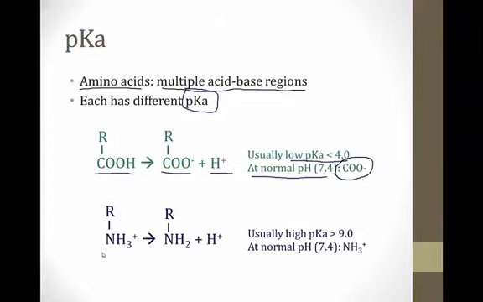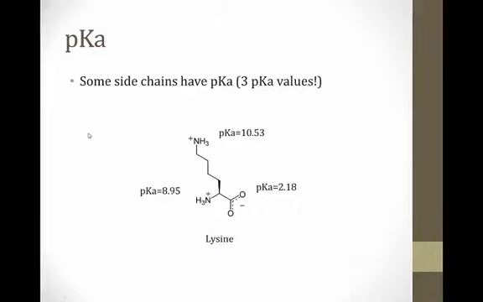The amine groups, on the other hand, have an R attached to an NH3+ group, which can dissociate into an NH2 group plus a hydrogen atom. These usually have a high pKa, greater than 9 or so, and so at normal plasma pH of 7.4, you will be more likely to find them in the NH3+ form. To make amino acids even more complicated, sometimes the side chain has a pKa. This means the amino acid will have 3 different pKa values.